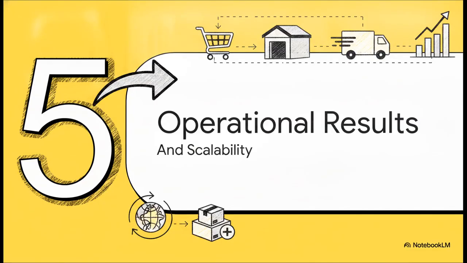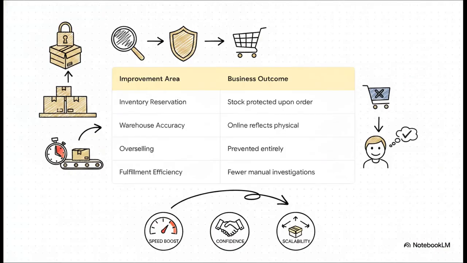Section 5. Operational results and scalability. And this brilliantly illustrates what happens across the entire business when a single source of truth is actually established and respected. Because inventory reservation was fixed, stock is now protected the second an order drops. Because warehouse accuracy was verified, the online availability actually reflects the physical inventory. And that nightmare of overselling, prevented entirely. The same unit is no longer promised to multiple buyers.